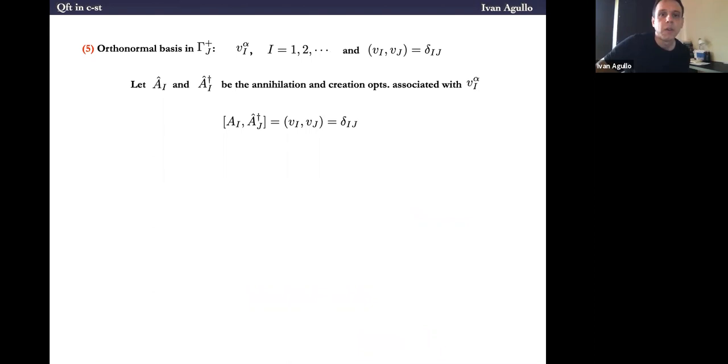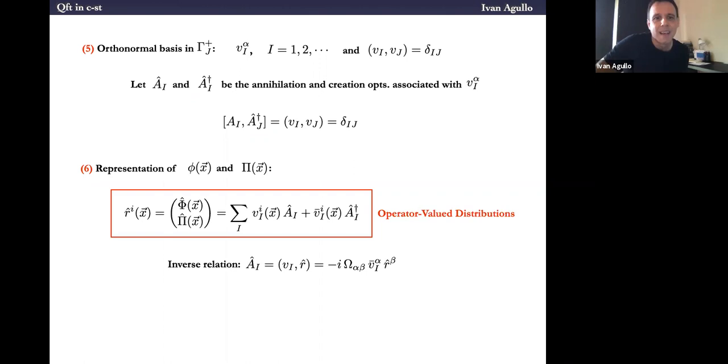So, if you choose an orthonormal basis in gamma plus, again, the elements of the basis are indexed by I. Now we have infinitely many, 1, 2, 3 up to infinity, but they are countable. So we choose them to be orthonormal. And then I can define the creation and annihilation operators for each of them, and they satisfy the standard algebra. This is the way I compute. And then I have a representation for the elementary observables as the sum of basis mode A, basis mode conjugated A dagger. And this is an operator valued distribution.